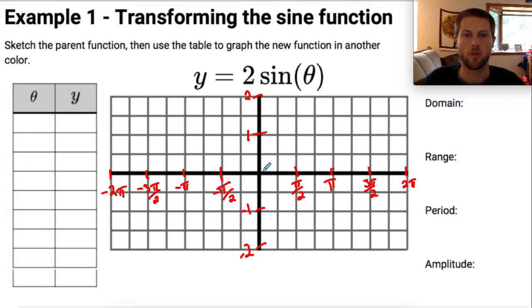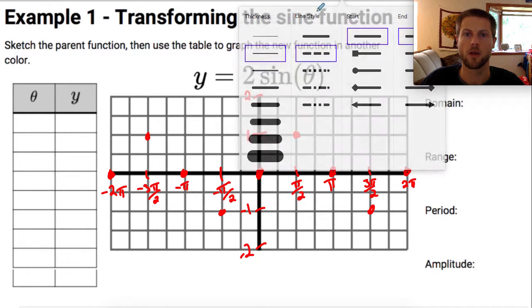So I like to remember it as: I start at the origin, and then I go up to my max, back down to my midline, down to my minimum, and back up to my midline. And then going the opposite direction, I just do the opposite. So going negatively, I'll go down to my minimum, then to my midline, then to my maximum, and then to my midline. So this is my parent function. Looks something like this.